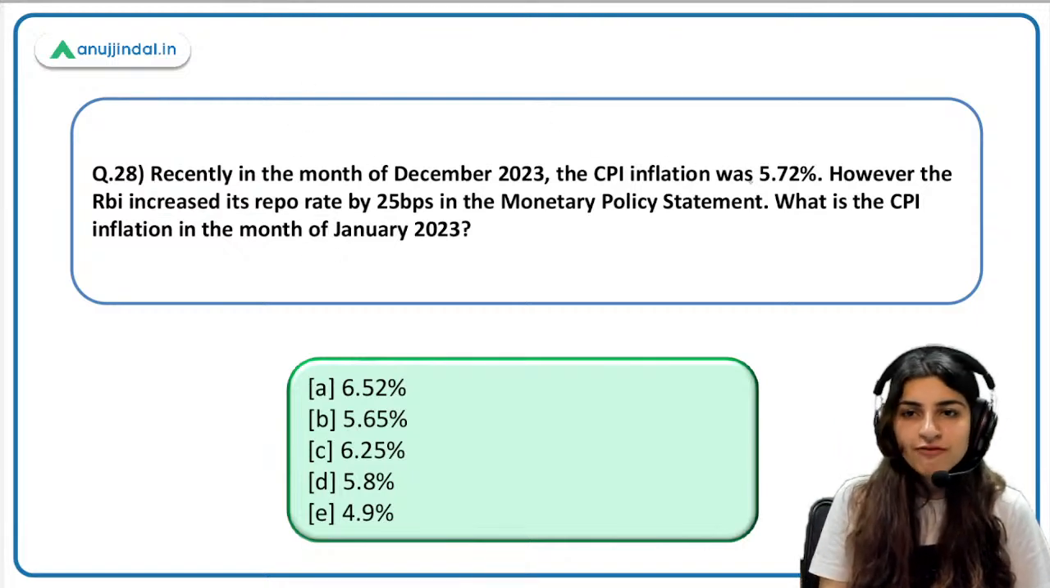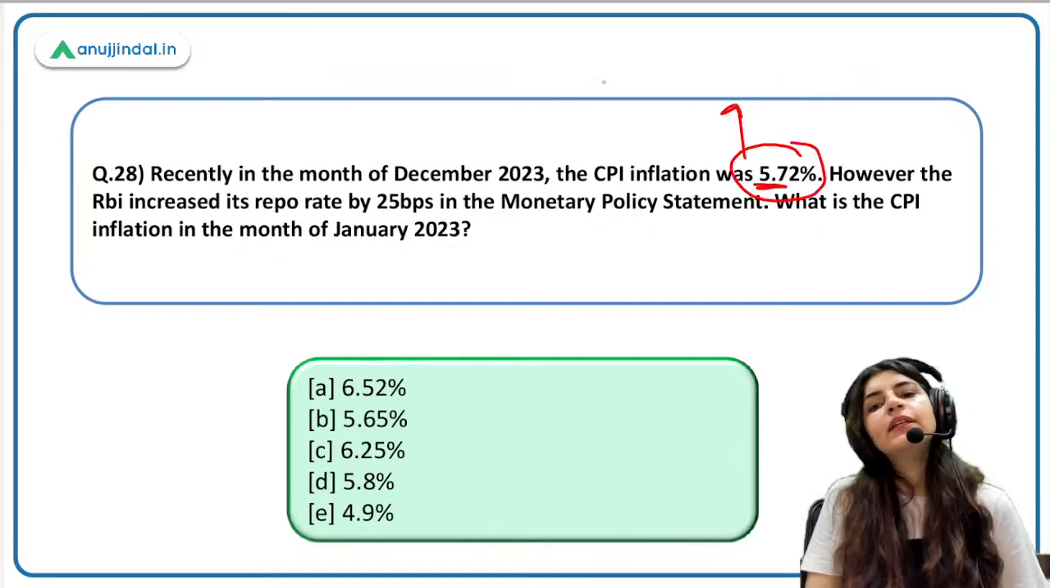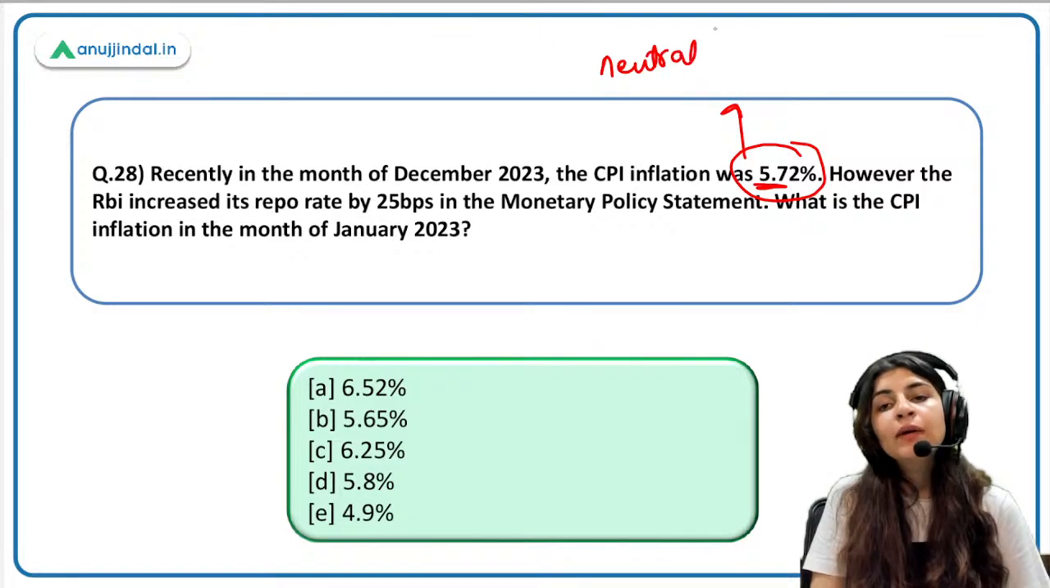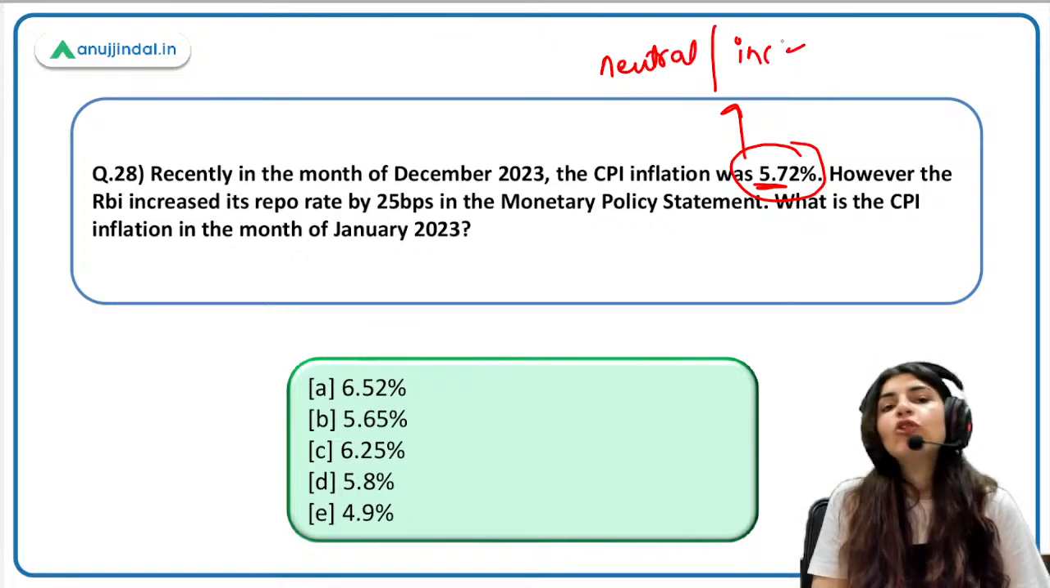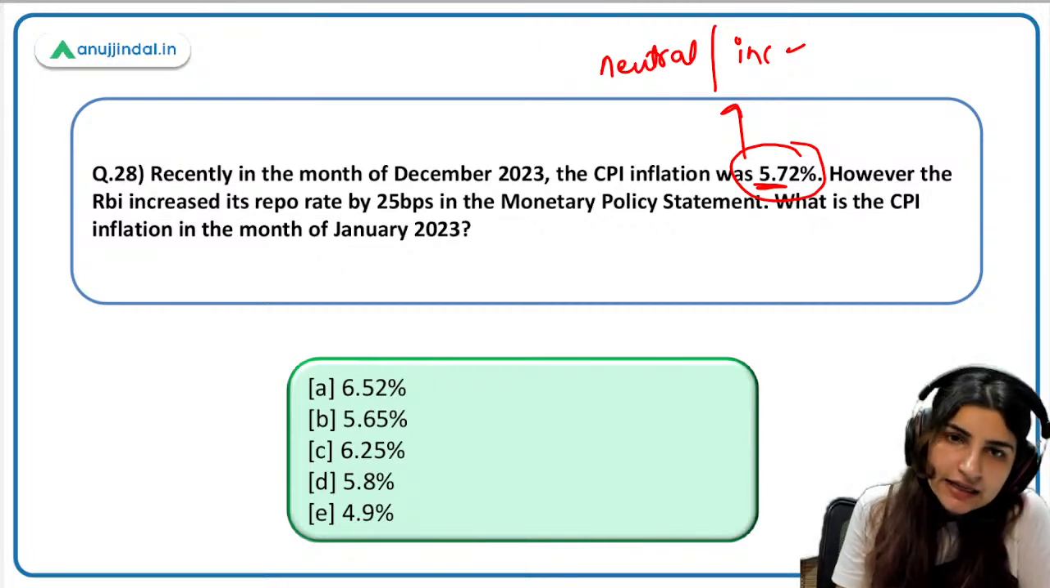December mein inflation was 5.72, because of which a lot of experts thought कि अब RBI will have a neutral stance or maximum increase भी कर सकता है. But they were not sure. The experts were not sure about it. What will be the stance of RBI? However, RBI increased the repo rate in the next monetary policy statement in February.